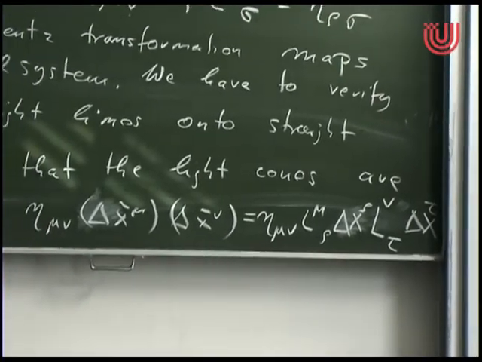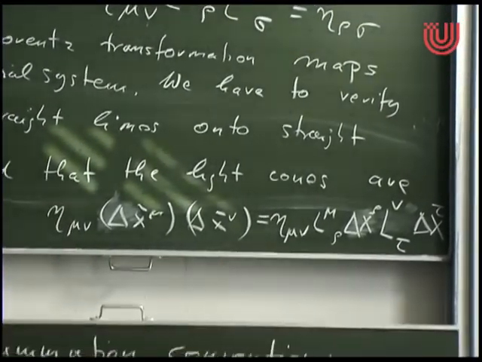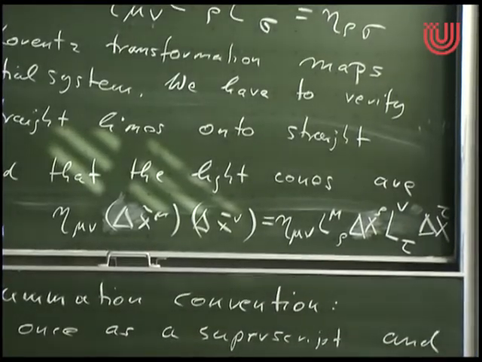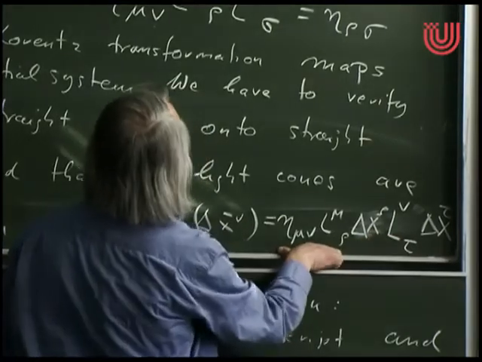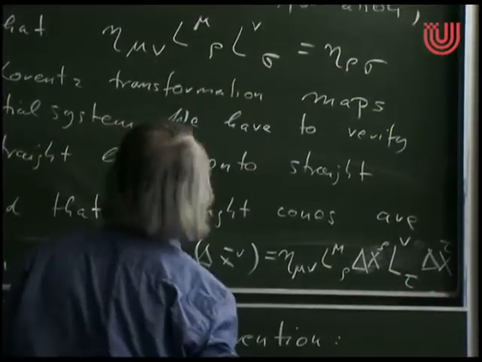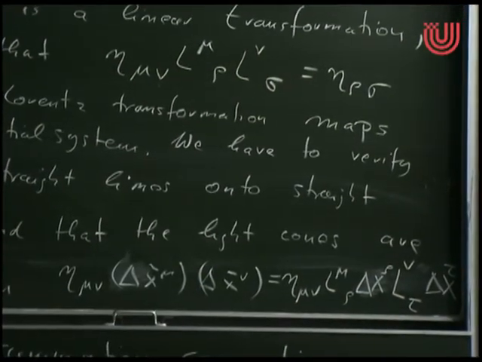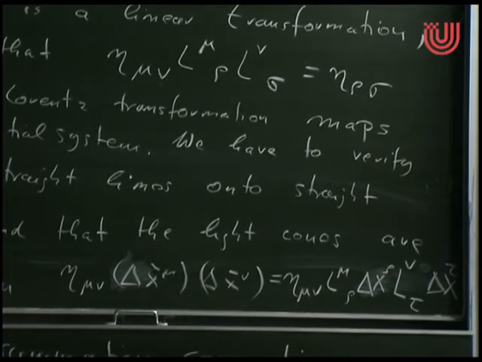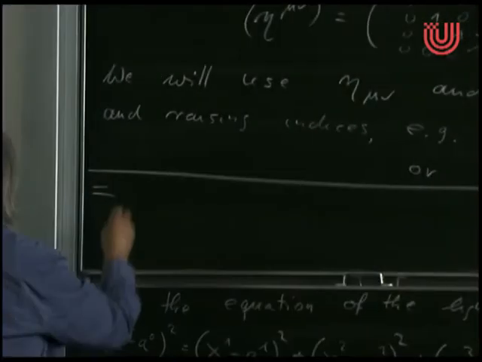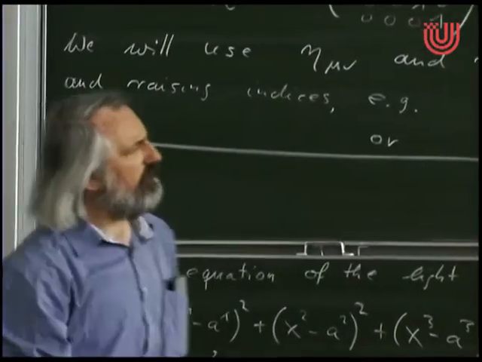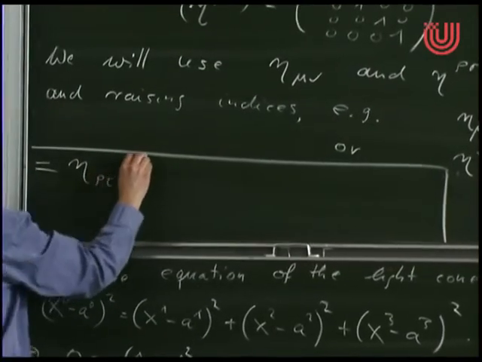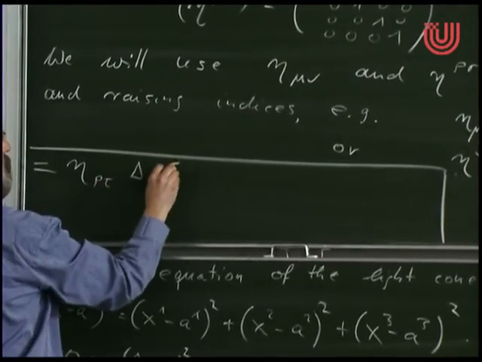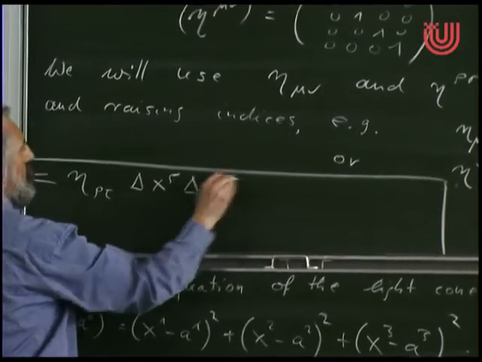Yeah? And now we are almost done, because now you see you have here exactly the expression which enters into the definition of the Lorentz transformation. So I can continue here. So if I continue here, then I have just, what are the indices? Eta rho tau, delta x rho, delta x tau.